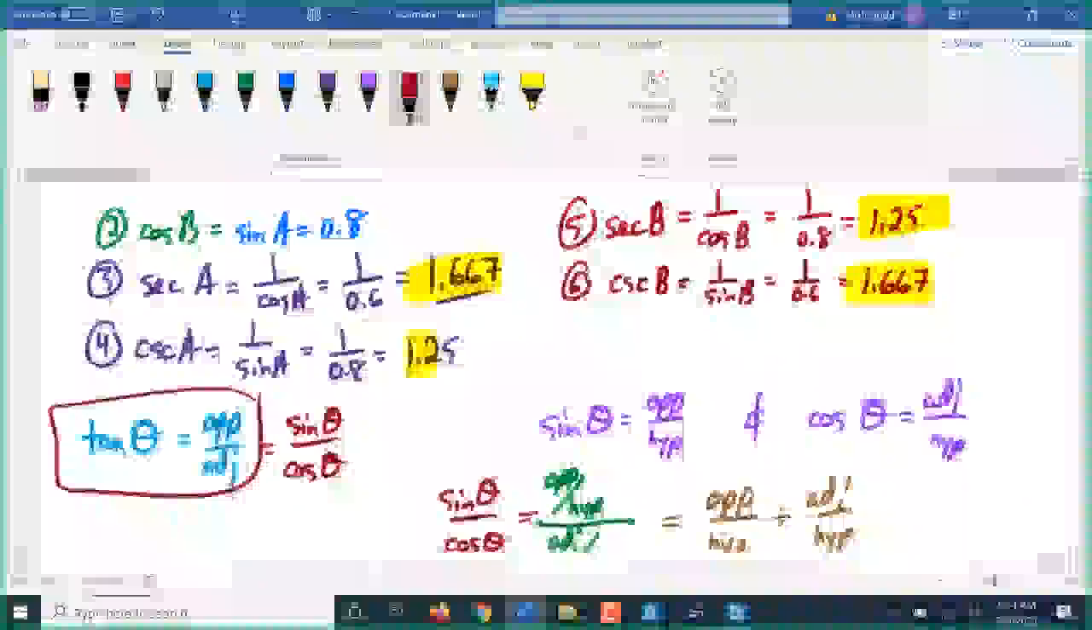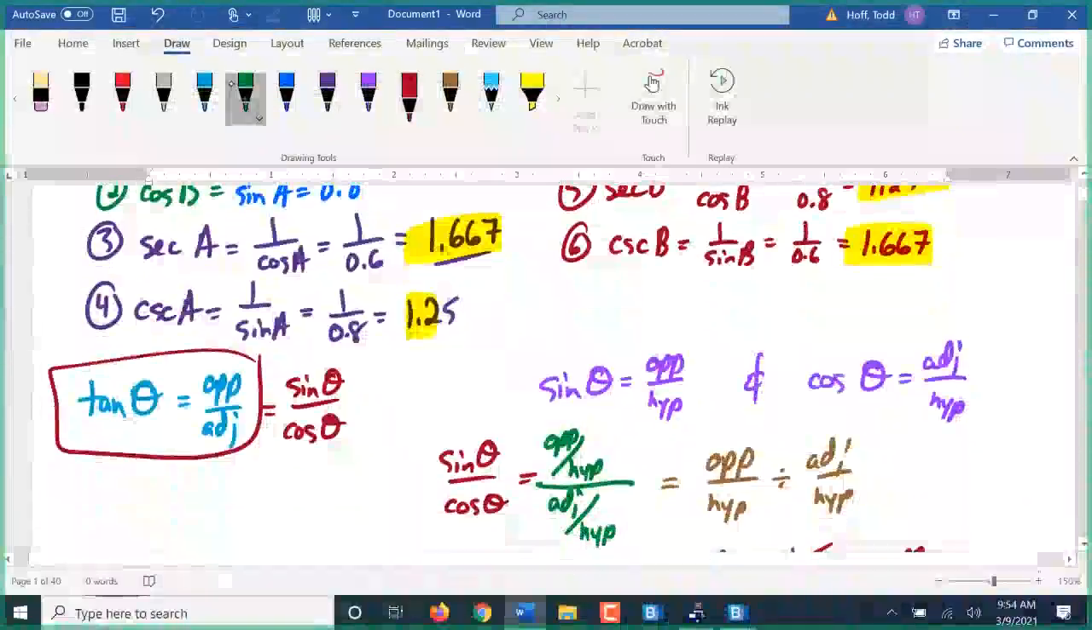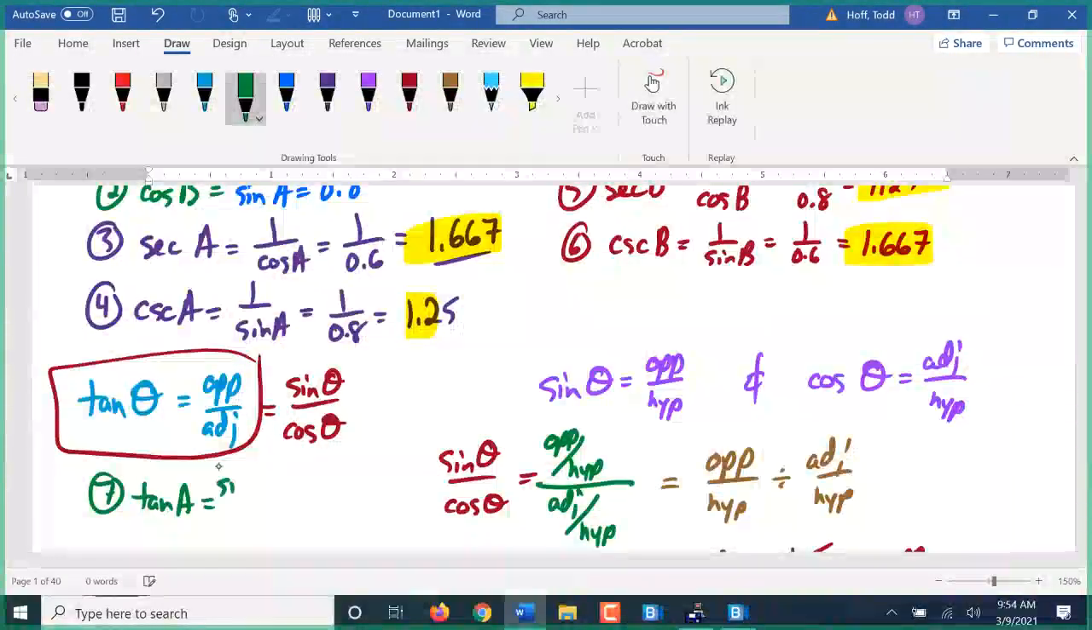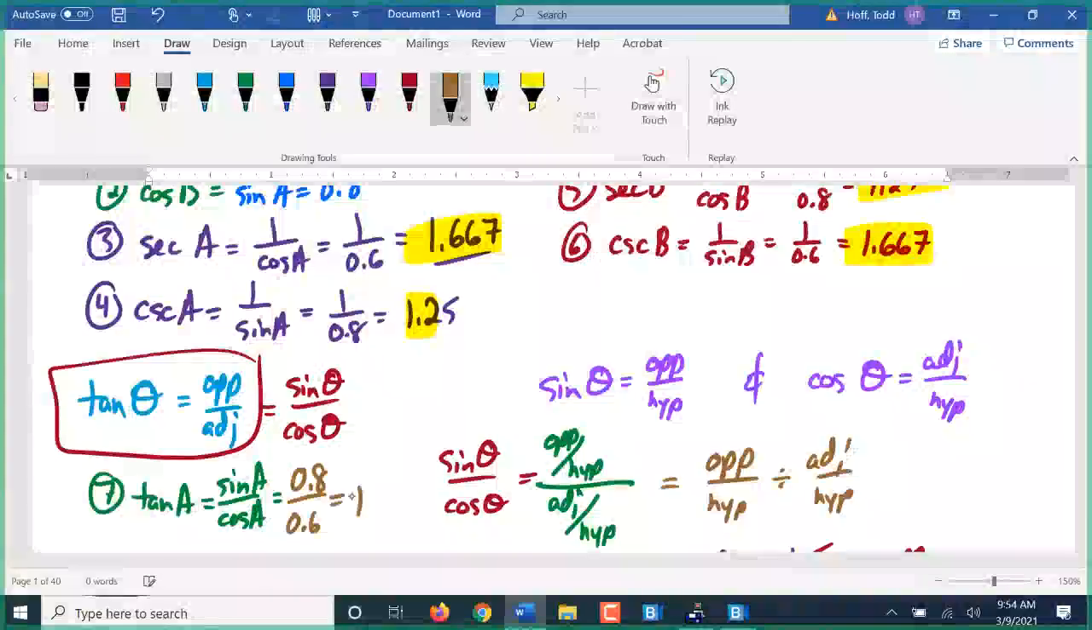So if I ask you to find tangent of angle A, that is the sine of A divided by the cosine of A. Well, the sine of A was given to be 0.8. Cosine was 0.6. That's 1.333. That is the tangent of angle A.